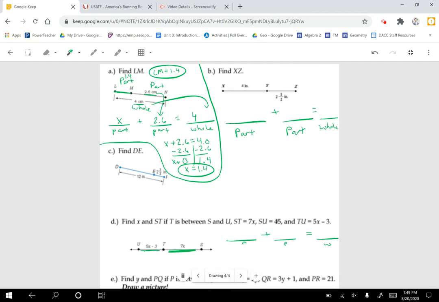We have UT is one of the parts, so 5x minus 3. Another part is 7x, and they're telling us find x, given S, T, and U with T between S and U. So ST equals 7, check, that's there. SU equals 45. SU, that's our whole. Okay, so we can plug that in right there. And then TU, 5x minus 3, we have that plugged in. All right, so we used all three measures.